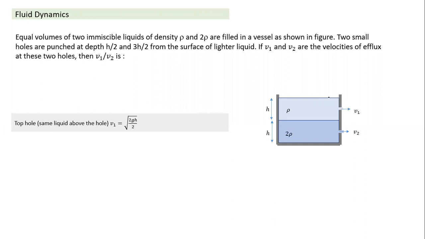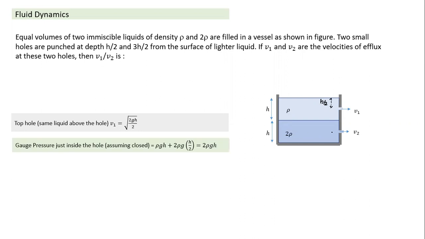V1 is very straightforward. It is the same liquid, and this height is equal to h by 2. So velocity is equal to root of 2g into the height of the liquid level from the hole, which becomes 2g into h by 2. So V1 is straightforward. But when we come to the second liquid, I cannot take that height here. There are two different liquids and the densities are changing. In such a case, it's much easier to calculate the gauge pressure at this point, which I was talking about last time, and this gauge pressure becomes equal to the kinetic energy per unit volume.